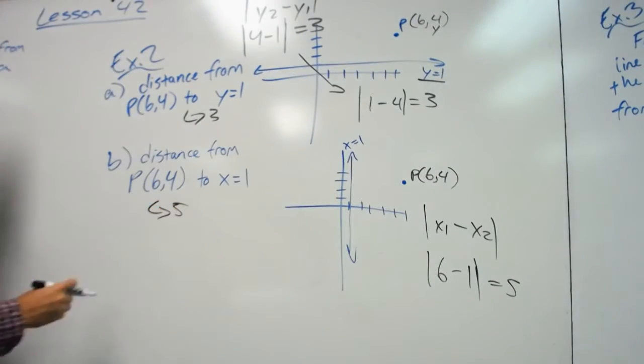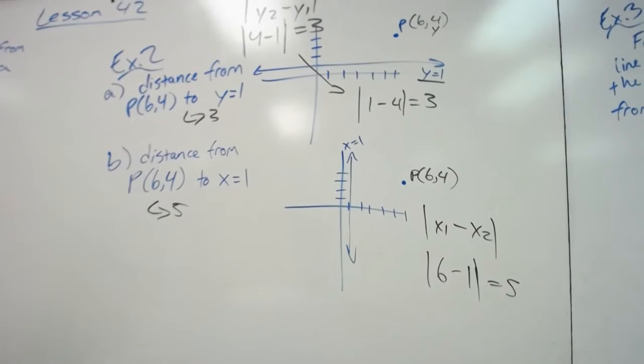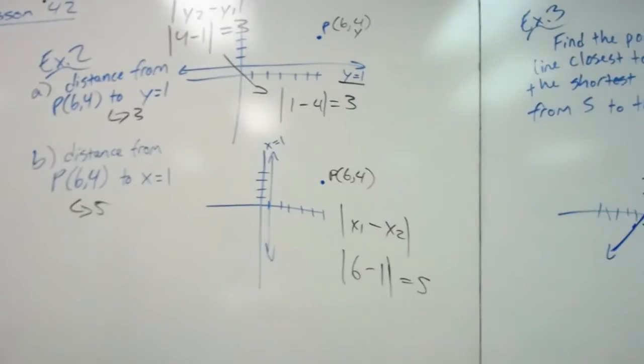And that's how you do it when it's just a straight horizontal line or straight vertical line finding the distance, because you are going perpendicular. But those are very easy. You just do the absolute value. Now let's look at one with a slanted line.